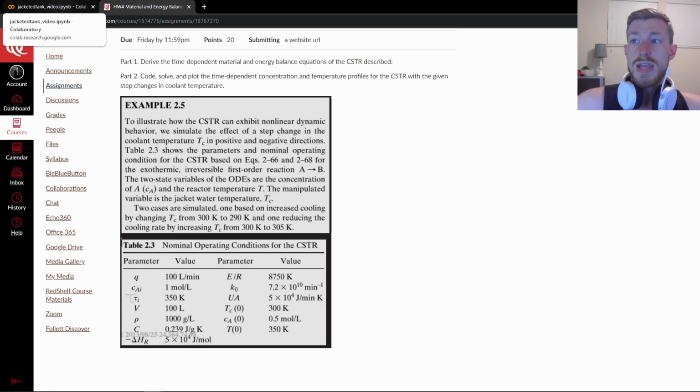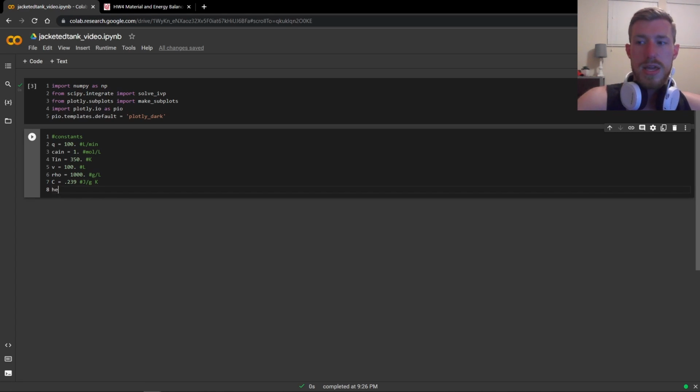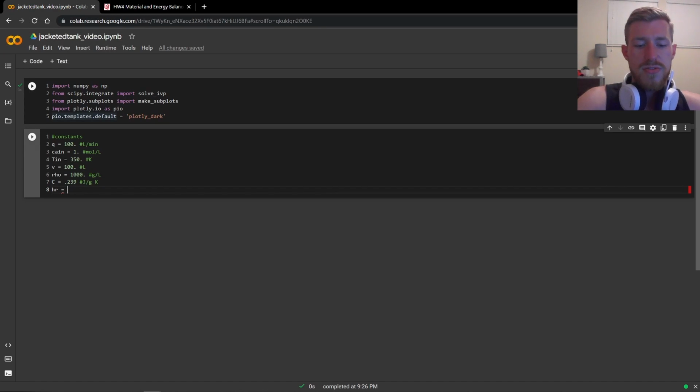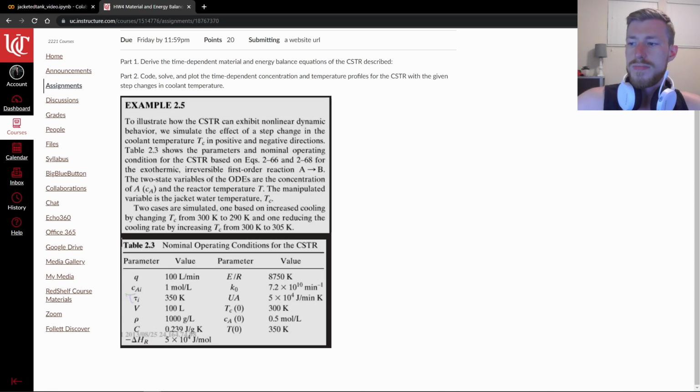So next is our heat of reaction, which I'm just going to call HR. This is the amount of energy put out every time 1 mole of reaction takes place. But since our reaction is 1 to 1, A turning into B, it doesn't actually matter. But the fact is that each one of our reactions puts out 5 times 10 to the 4 joules per mole. So 5E4, and that's in joules per mole there.